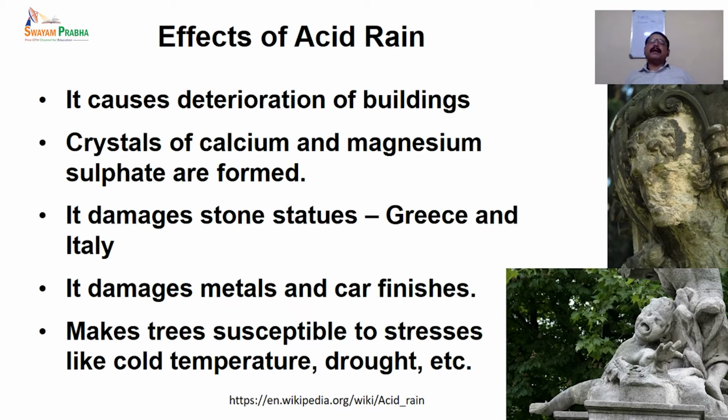When you look at the effects of acid rain, first, it creates a lot of economic damage. The pictures are very clear. It causes deterioration of buildings. Particularly calcium and magnesium sulfate are formed, because it's an acid, it precipitates to form the salt. It damages statues. Very invaluable precious statues in Greece and Italy are deteriorated by this acid rain. It damages metals, very particularly it causes corrosion and damages car finishes.